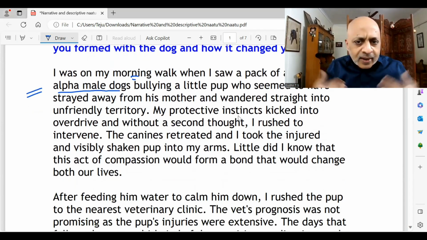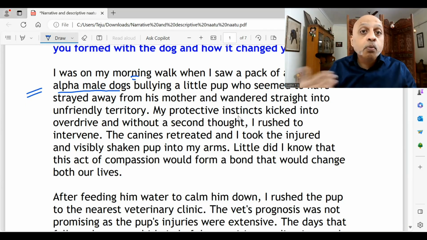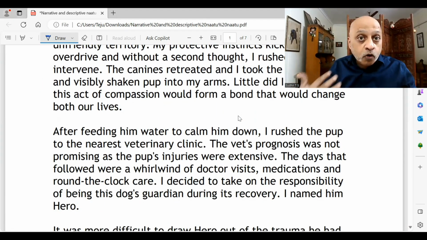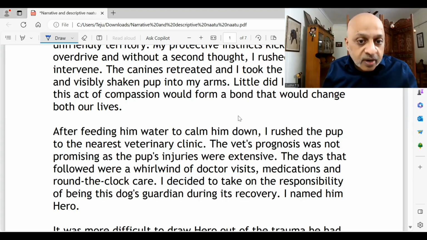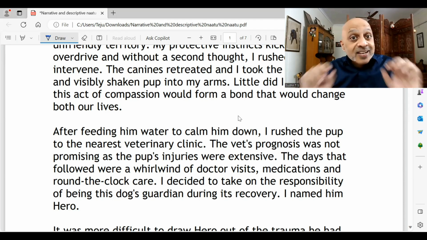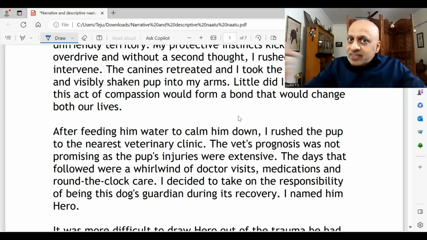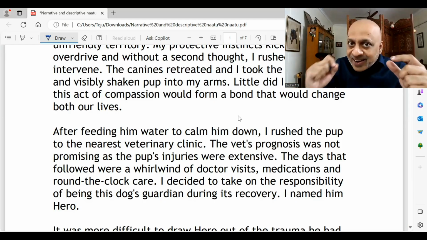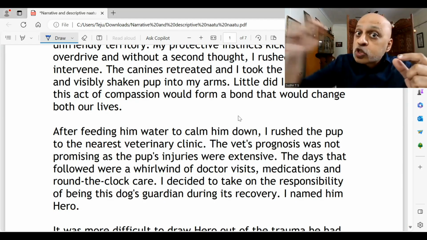Little did I know that this act of compassion, what I have done, would form a bond that would change both our lives. After feeding him water to calm him down, because obviously the dog was petrified, terrified, frightened. So he needed water to calm him down. I rushed the pup to the nearest veterinary clinic. The vet's prognosis is his diagnosis. What he said was wrong with the pup was not promising, which means there is something to feel worried. You see, I'm drawing the examiner into the story of my pup. I'm creating an invisible bond also with the examiner.